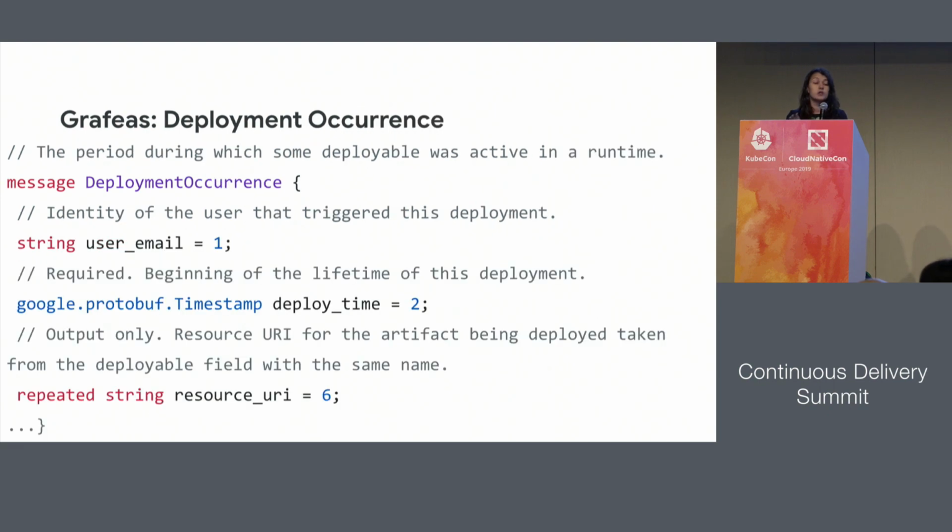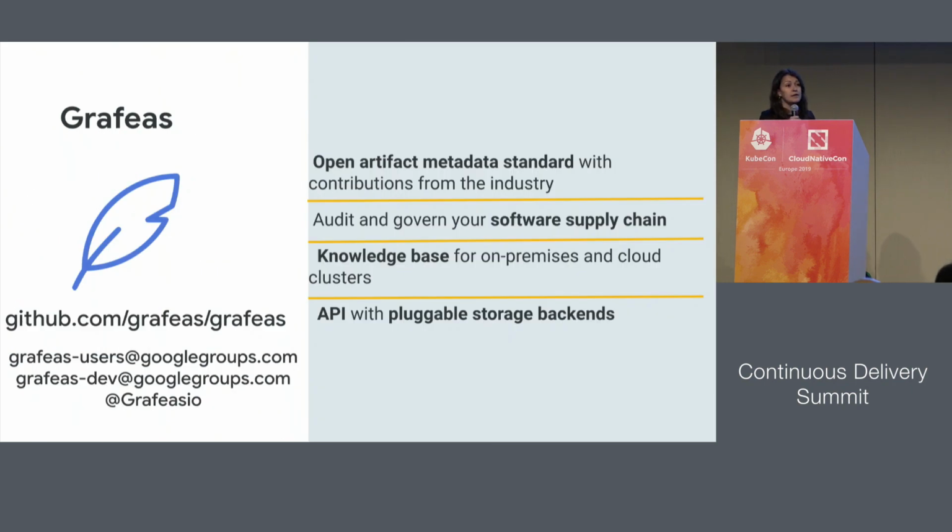And then deployment occurrence will have information like who deployed it, user's email, deploy time, maybe undeployed time, and so on. So Grafeas is an open artifact metadata standard with contributions already from the industry. It's developed out in the open source. It's used to audit and govern your software supply chain. It's a knowledge base for hybrid cloud solutions.